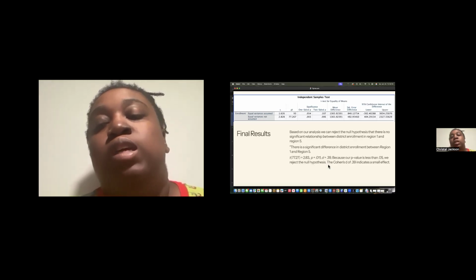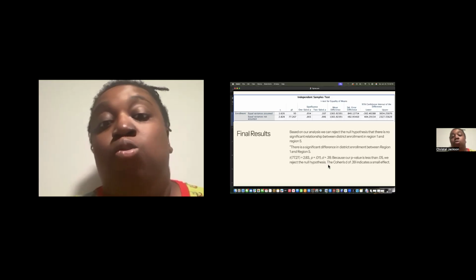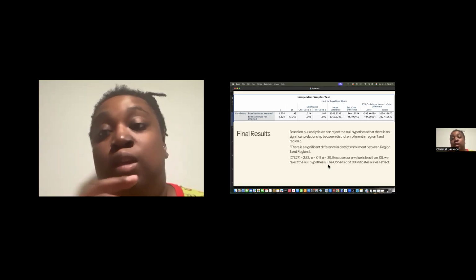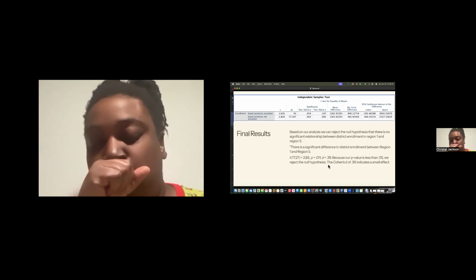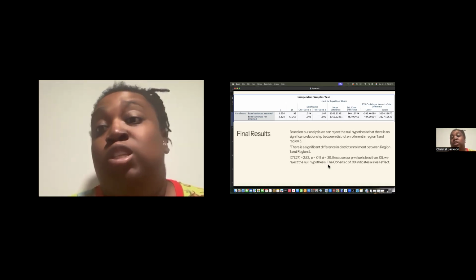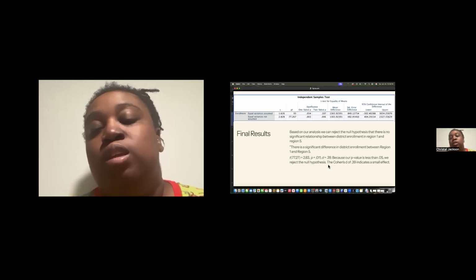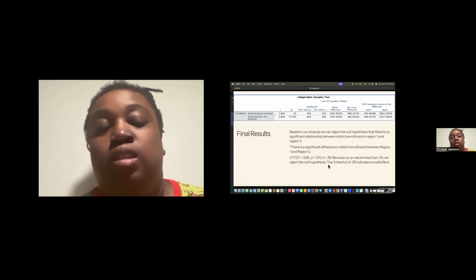Because our p value is less than 0.05, we can reject the null hypothesis, which lets us know that there is a significance between the region and the district enrollment. However, again, Cohen's d value lets us know that that significance is a small effect.